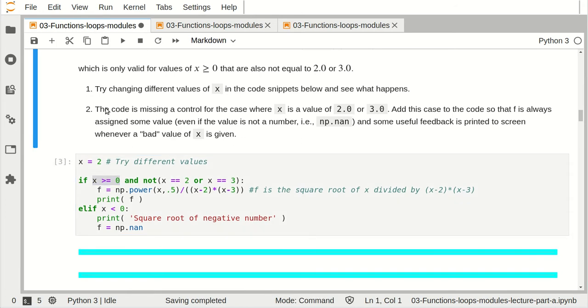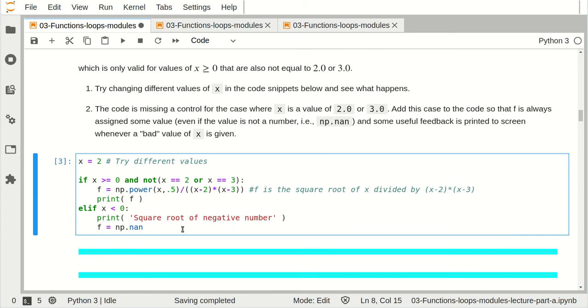So this is the point of the second instruction. The code is missing a control for the case where x is a value of 2 or 3. Add this case to the code so that f is always assigned some value, even if the value is not a number, in which case you should assign not a number. And some useful feedback is printed to the screen whenever a bad value of x, one that's not in the domain of the function, is given.